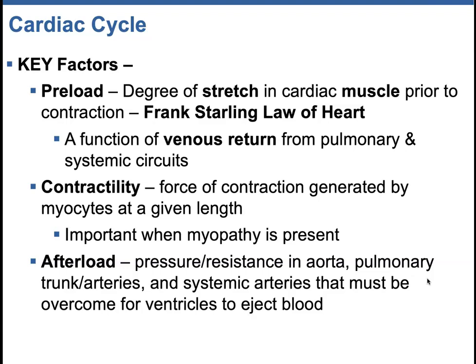So key factors in terms of the cardiac cycle are this first thing that's called preload. Preload has to do with the degree of stretch in the cardiac muscle prior to contraction. And this is going to be a function of the venous return from the pulmonary and systemic circuit. So when that blood returns through the veins and enters into the ventricles, once the atria have contracted and the blood in the ventricle is topped off and you've got your end diastolic volume, that's going to stretch the heart a little bit, just like a water balloon that is being filled with water. So that is called the Frank-Starling law of the heart.